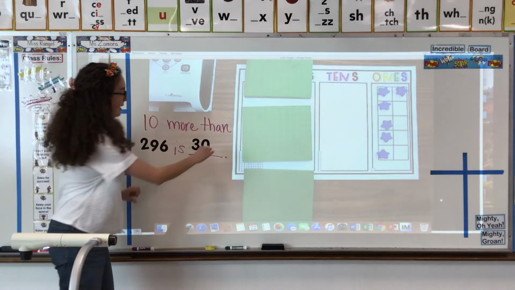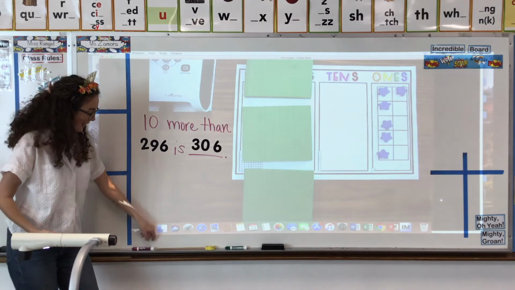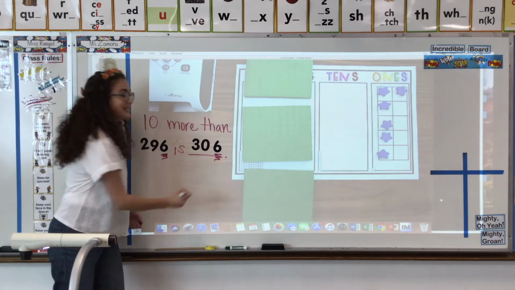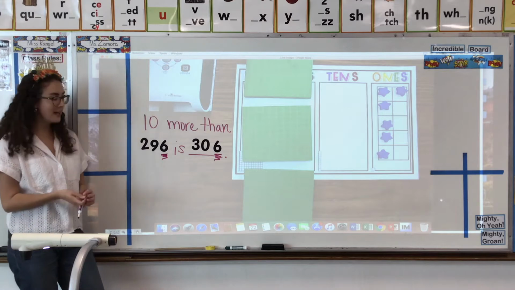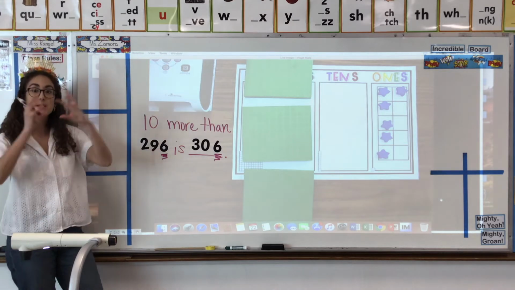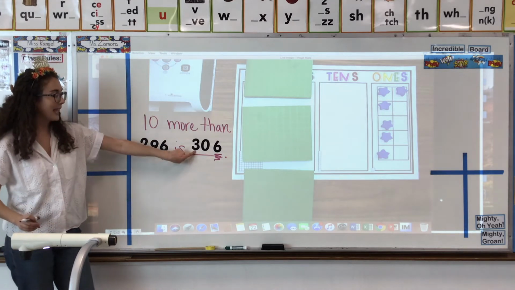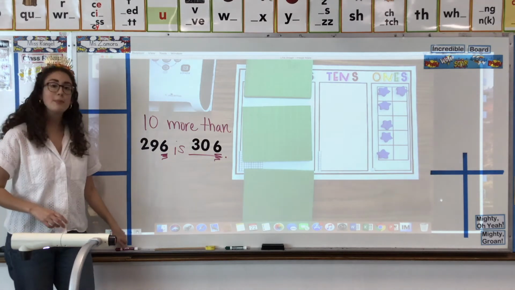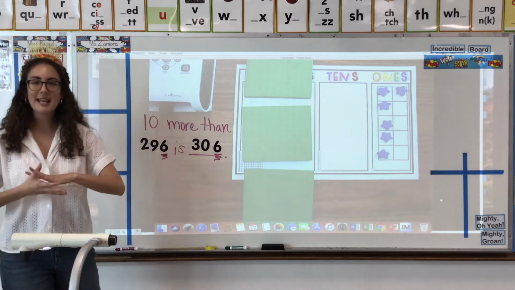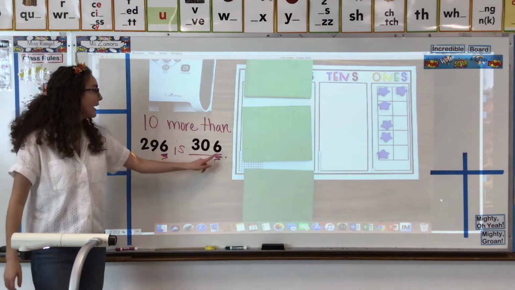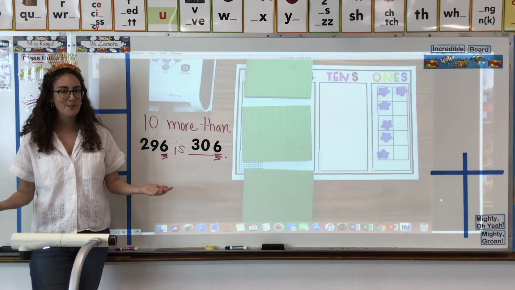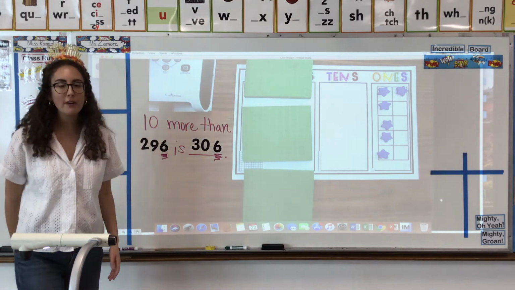306. As you can see, that ones place stayed the same. And all that changed was our tens bundled together and became 300s. So we gotta be careful when we're bundling. Sometimes part of the number is still going to stay the same. Okay, great job on our first one.